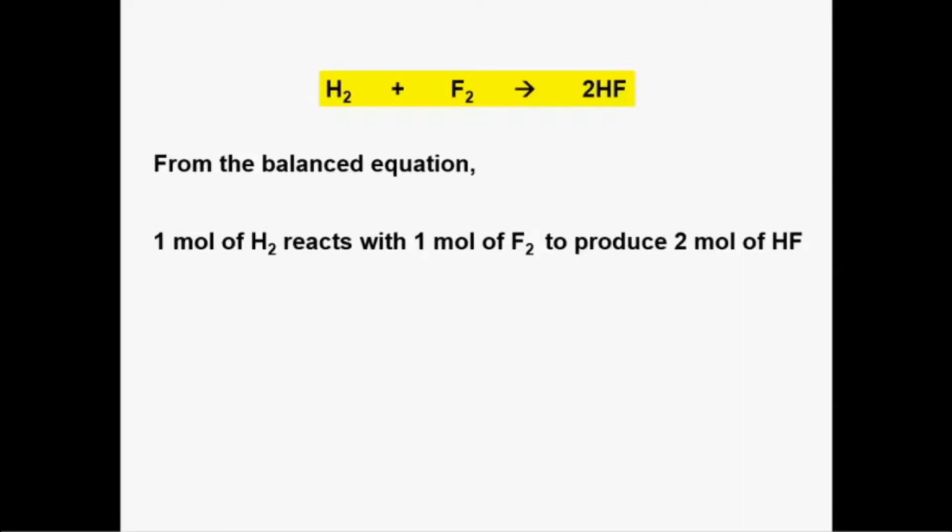This is based on the stoichiometric relationship in this reaction. So if you have 1 mole of hydrogen and 1 mole of fluorine, the reaction will be completed, and we are going to get 2 moles of hydrogen fluoride and no more reactants left. What happened to hydrogen and fluorine? Both were completely reacted, so no more reactants are left.